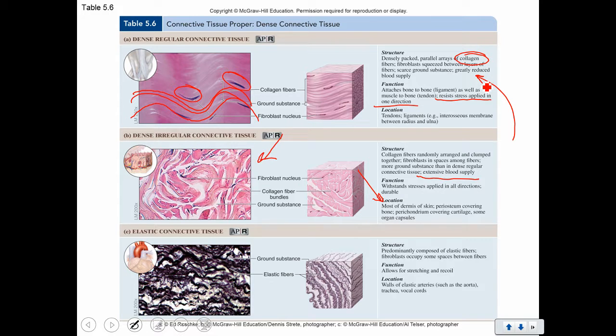Because what part of the animal is the leather? Skin. Yes, it's the animal's skin, which is made up primarily of what kind of tissue? Dense, irregular connective tissue. See? Start making this apply to things that you know in real life and in your own life. It makes it a lot easier. So when you think of leather, tough, durable, think of dense, irregular connective tissue.